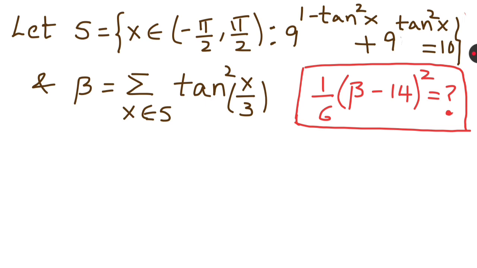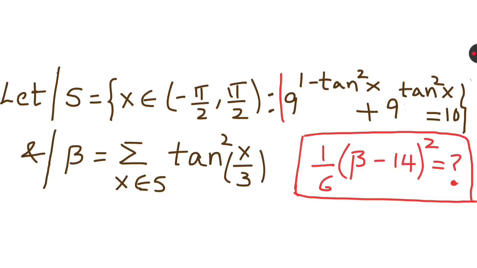The question is: let S equal to, so that means S is defined as x belongs to (-π/2, π/2), 9 raised to power 1 minus tan square x plus 9 raised to power tan square x equals 10, and beta equals summation over x belonging to this set of tan square x over 3. Then find the value of (1/6 times beta minus 14) whole raised to power 2.